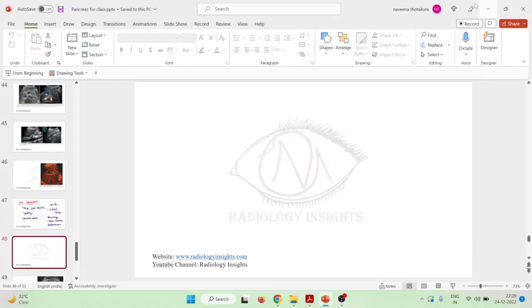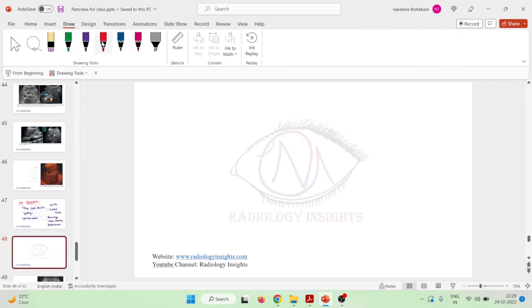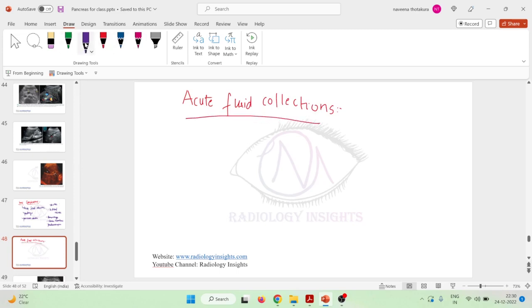Hello friends, let us now learn some important points about the acute fluid collections in pancreatitis. One of the local complications of pancreatitis is acute fluid collections. Acute fluid collections means that whenever the patient has pancreatitis, fluid collections might be seen at least around the pancreas or around any other organs.